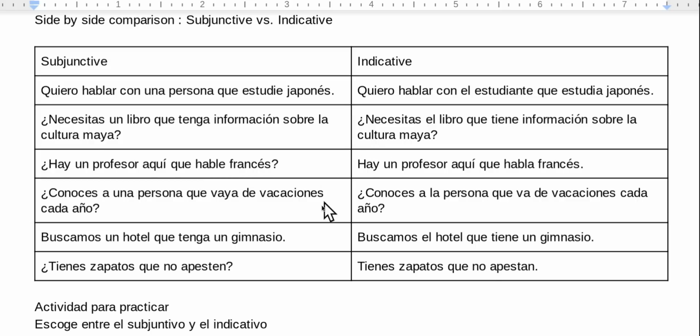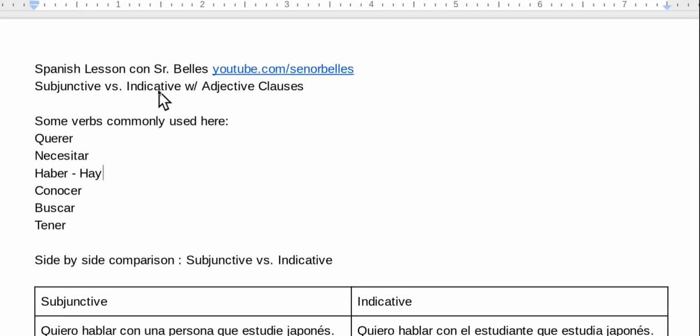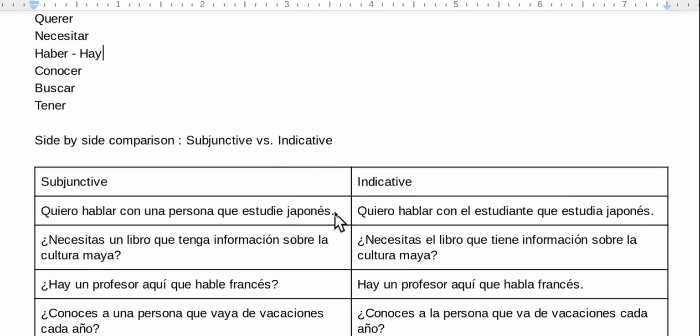Earlier I said that this is the subjunctive with adjective clauses. In this sentence, the adjective clause is the end of the sentence, que estudie japonés, because that is functioning as an adjective since it describes this person. On the next sentence, you'll see that this is the adjective clause that's describing this book. You'll see that more in a minute.